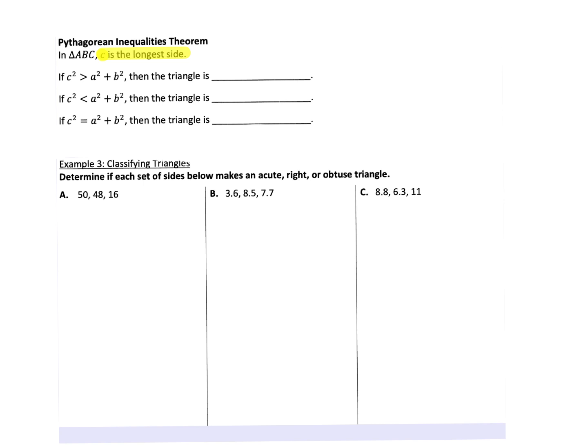So if the C squared value is larger than the A squared plus B squared value, that will always be an obtuse triangle. If the C squared is less than the A squared plus B squared, then it will be an acute triangle. And if C squared is exactly equal to A squared plus B squared, then it's a right triangle. So we can use the Pythagorean theorem in reverse to decide what type of triangle we have.